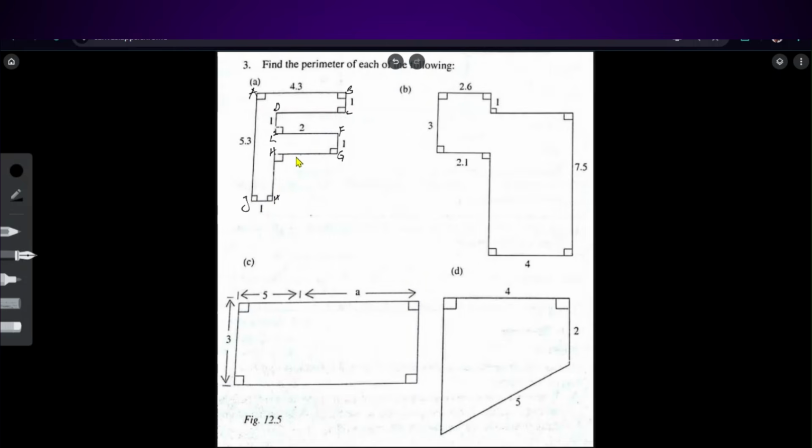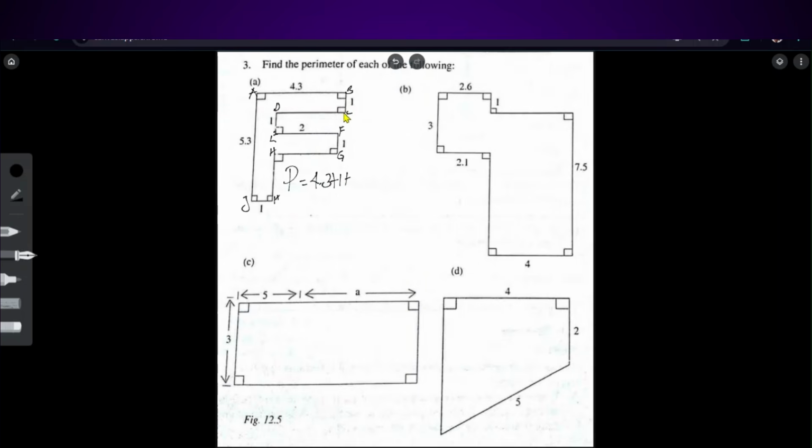So if I want to get the perimeter of this figure, I just say perimeter, letter P here stands for perimeter, is the distance from A to B. I believe these units are in centimeters. So you take the distance from A to B, and what is that? That is 4.3. I add from B to C, that is 1.